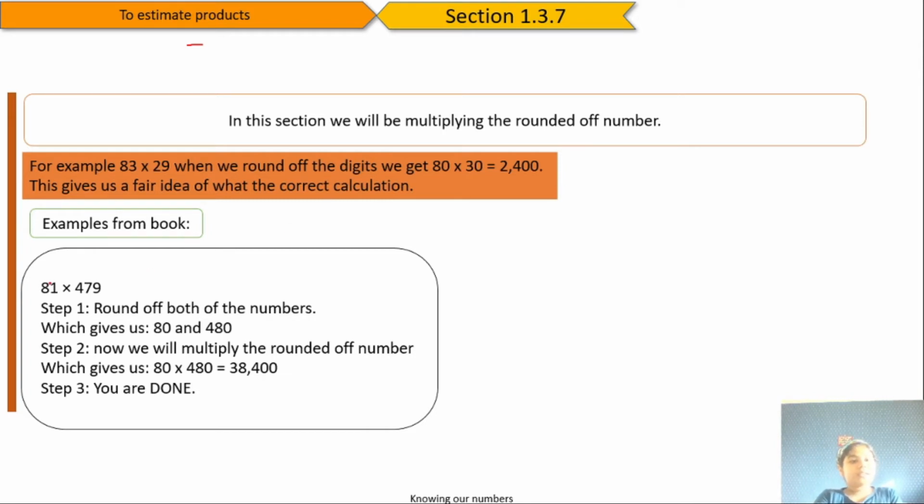Okay, now this is an example from our book, which is 81 into 479. Step 1, round off both the numbers, which gives us 80 and 480. Step 2, now we multiply the rounded off numbers, which now gives us 38,400. Step 3, you're done.